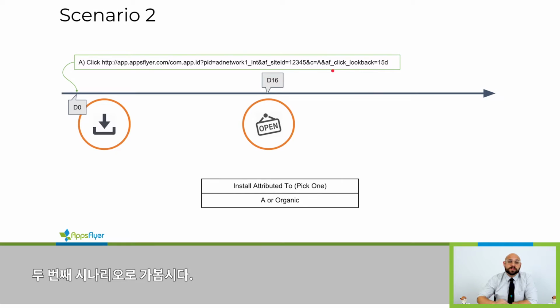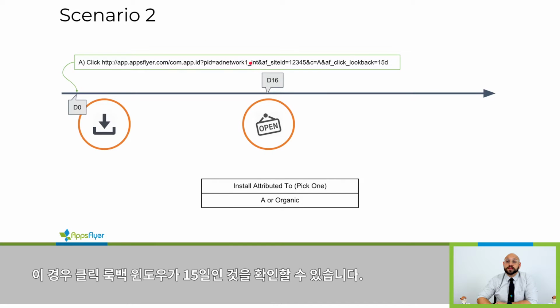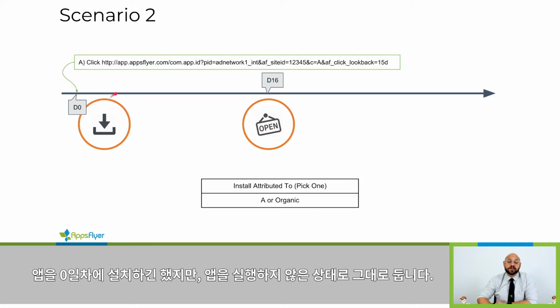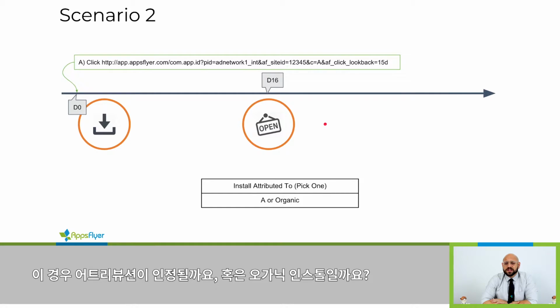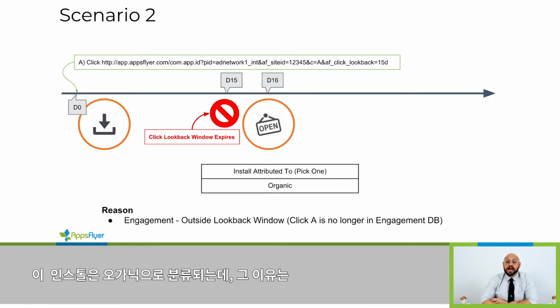Let's look at scenario number 2. On day 0, the user clicks this link, and we can see the click lookback window is 15 days. They download the app on day 0, but that app just sits on their phone and they haven't launched it. Finally, 16 days later, on day 16, they launch the app for the first time. Should this install be attributed to A or organic? In this case, the install would get attributed to organic.